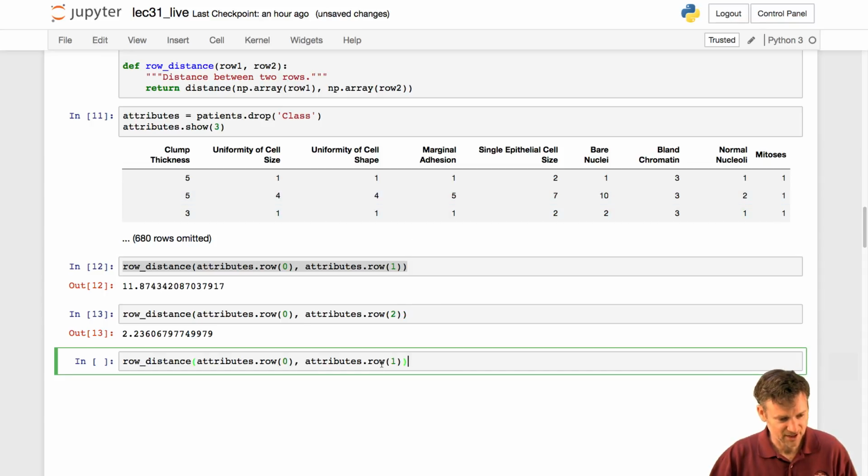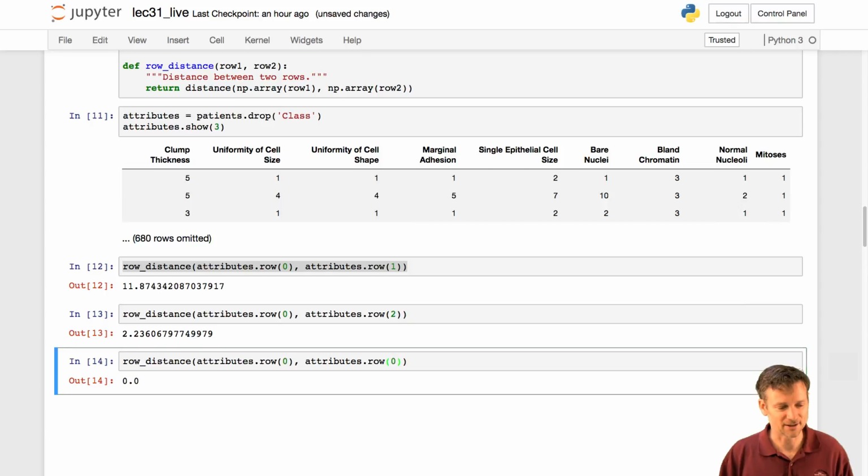Lastly, one more example. What happens if we compare patient 0 to themselves? What kind of a distance do we get? The answer is distance 0. That kind of makes sense. That's the smallest possible distance. You're very similar to yourself.